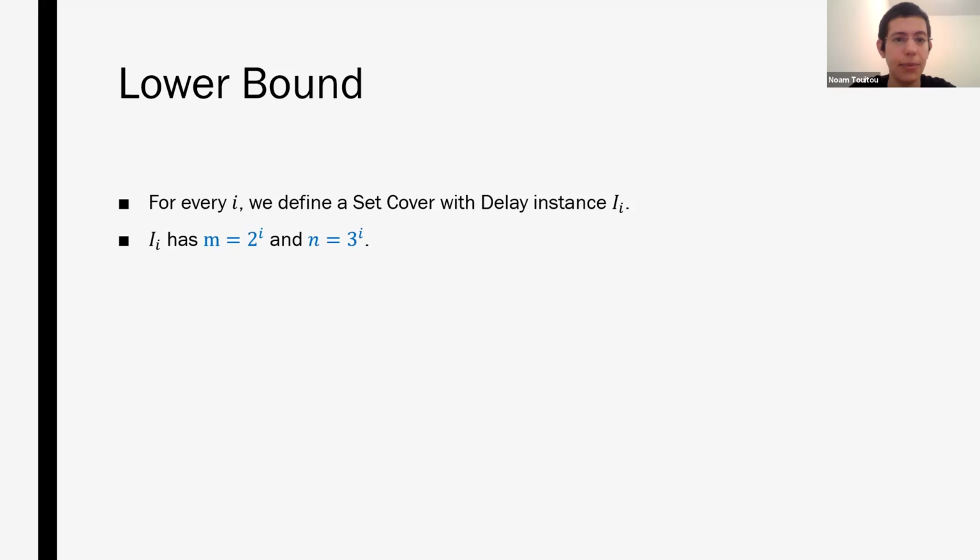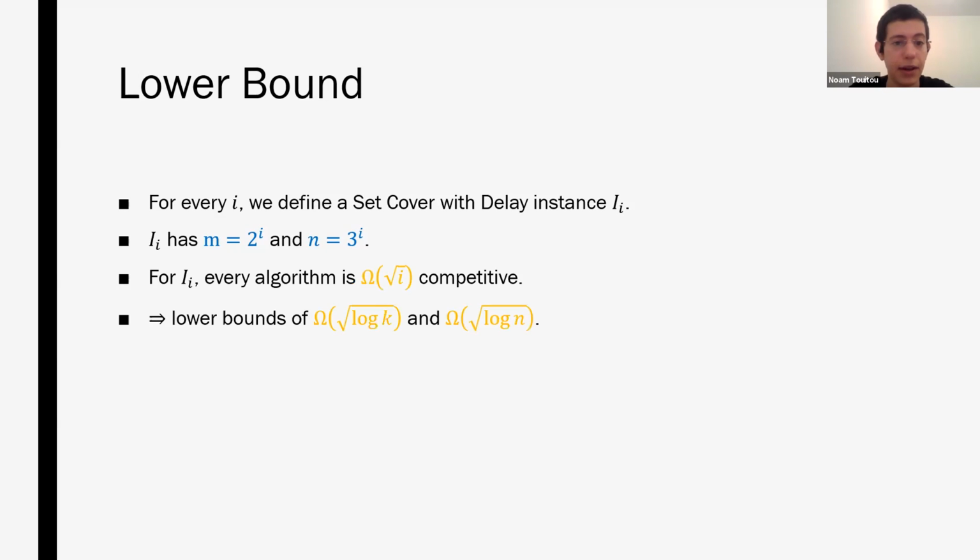So we're going to describe the lower bound by a collection of set cover with delay instances, I_i, for every integer i, any natural number i. So I_i is going to have 2 to the i sets and 3 to the i elements. Now, for I_i, we're going to show that every algorithm is omega of square root i competitive. Now, plugging in what we know about the sets and the elements, this would yield lower bounds of omega of square root log k and omega of square root log n. So now we're going to see how to describe these I_i's.